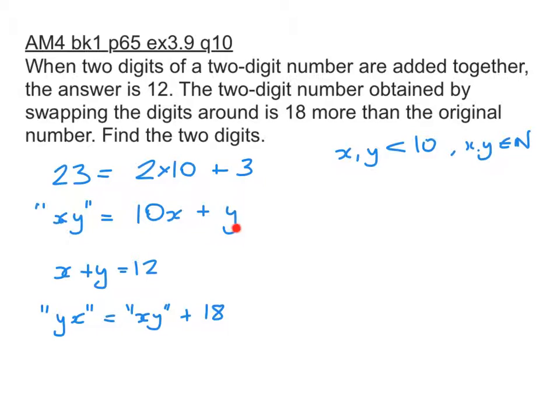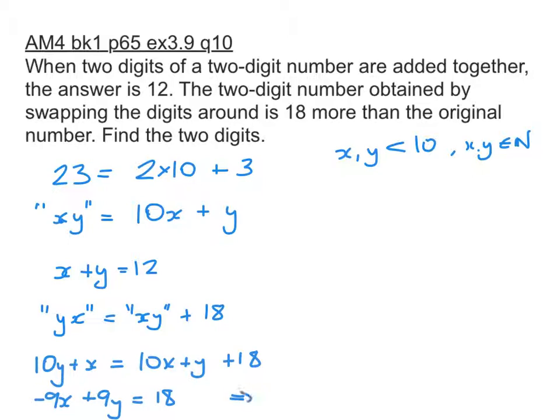Well, as I've already said, when we think of these numbers, we've got to come up with a way of describing it and an understanding of the place value. So this swapped around version is 10y plus x. The original number is 10x plus y, and to that second number we are adding 18. If I were to rearrange that equation, I'd end up with minus 9x plus 9y equals 18, and that could be rearranged if we wished to x minus y equals minus 2.